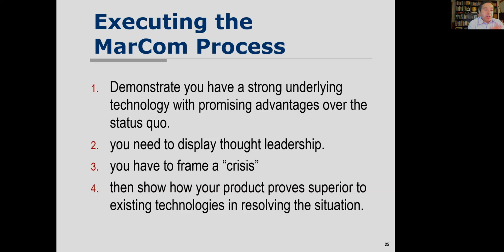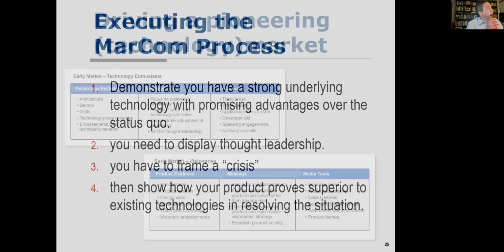As we said earlier in the first part of the course, when you're selling something, the status quo, in other words, not doing anything, is a very powerful alternative. And so if there is no crisis, and I put that in quotes, then people may not actually buy. You have to create a real need or crisis. If you don't have this product, that could create a problem. If you don't have this product, you will miss something very important. So then you show how your product proves superior to existing technologies in resolving this crisis or this situation.